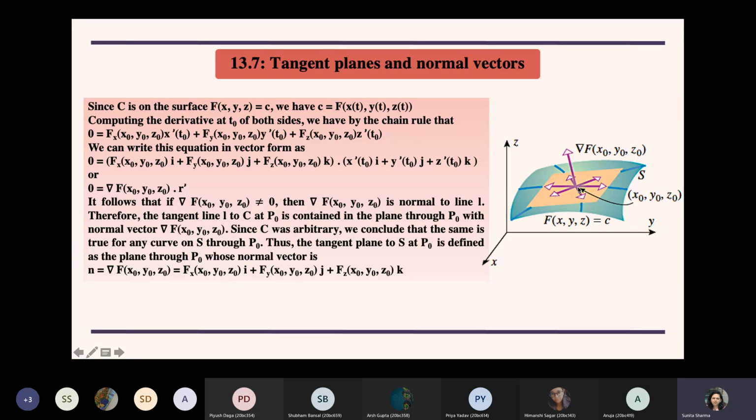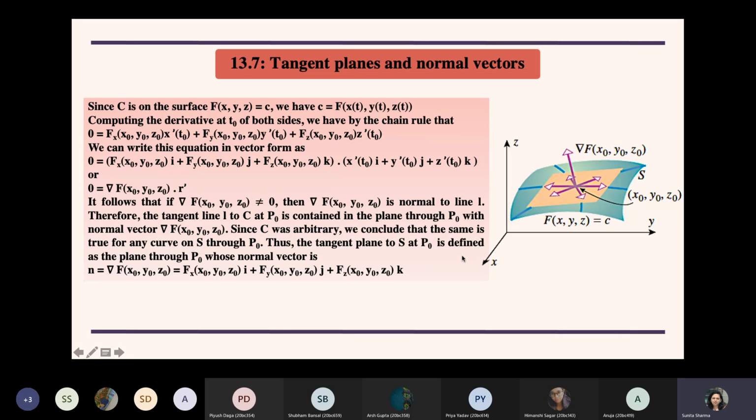This plane also contains this point x naught, y naught, z naught. So if we use the point normal form of the equation of the plane, then we can find the equation of the plane using these two things: one is this point, and one is this vector, which denotes the direction of the normal vector to the plane. So the normal vector is given by the gradient, and this point is lying on the plane.